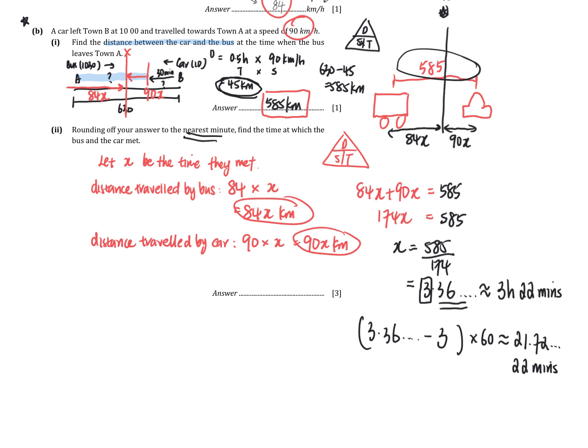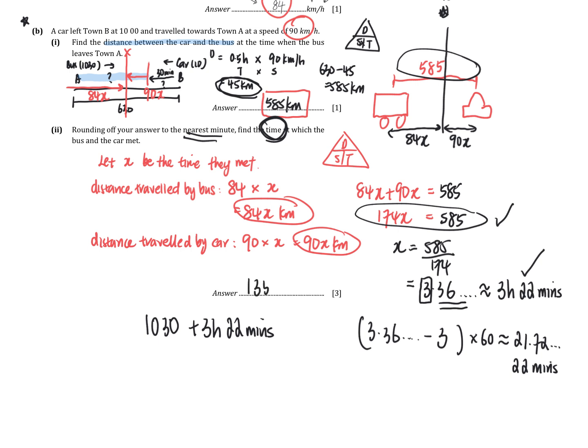But if you get here, you are still not done. 1 mark they give for here, 1 mark they give for this. But they want the time that they meet. So you do 3 hours 22 minutes. From your 10:30, you need to add 3 hours 22 minutes. So that will be 1:52. You can give me the time in 24-hour format, or if you want, you can give me 1:52 p.m. Up to you.